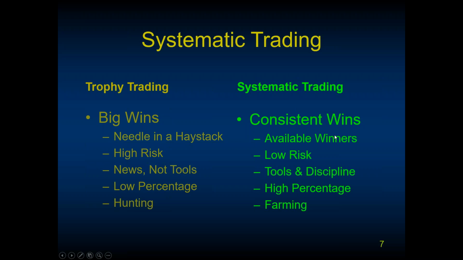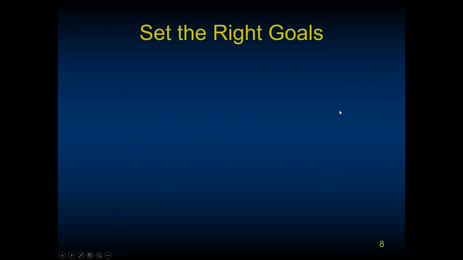We think systematic trading is superior because you get consistent wins. The winners are available every day. It's low risk. You use tools and you use professional discipline. You use tools like Metastock. It's a high percentage play, and it's like farming. And I think humanity discovered centuries, eons ago, that it takes farmers to run a civilization. It takes farmers to do the right things, plant the right conditions, and harvest a little bit every day. That's what builds great civilizations, not going out and bagging an occasional piece of big game.